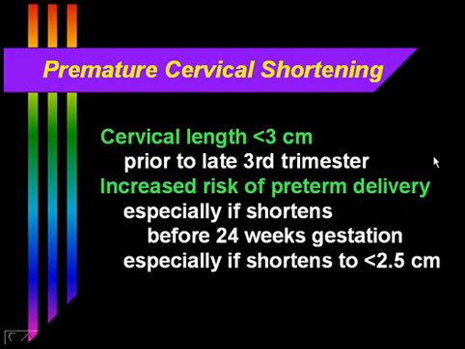When the cervix shortens prior to the late third trimester, there's increased risk for preterm delivery. The normal cervical length should be more than 3 centimeters, so if it's less than 3 centimeters, it's important to note that. There's an increased risk of preterm delivery that depends on how early the premature cervical shortening is and how much. So there's particularly increased risk for preterm delivery if the shortening occurs before 24 weeks gestation or if it's shorter than 2.5 centimeters.